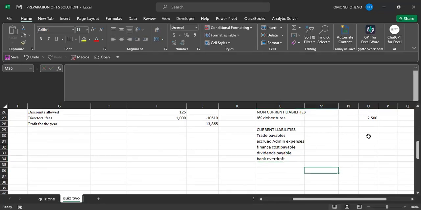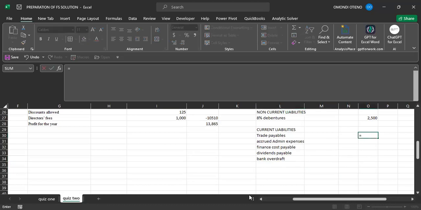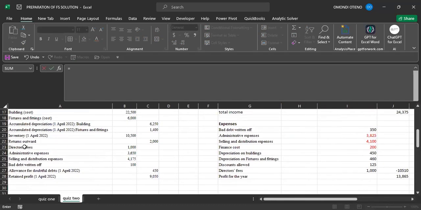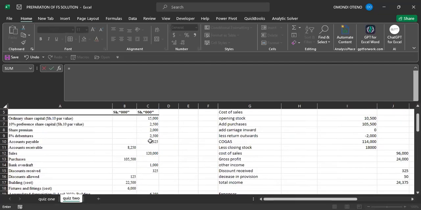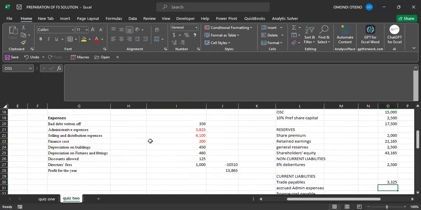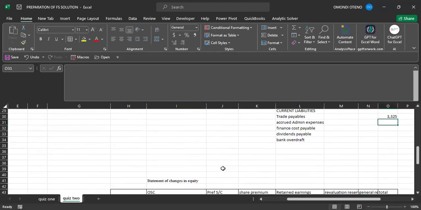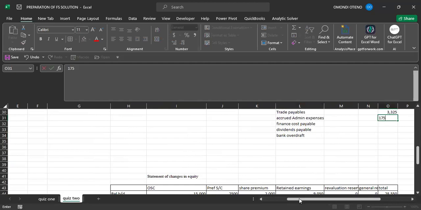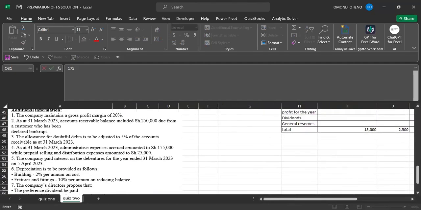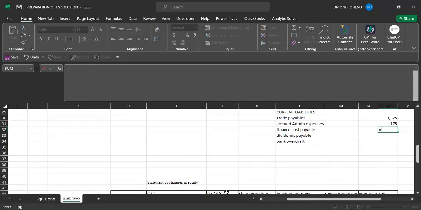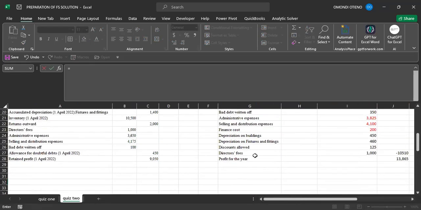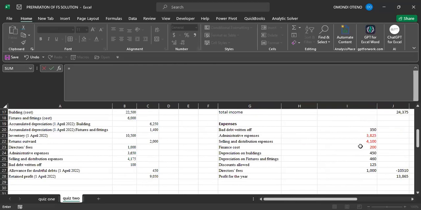So let's come and bring the figures. Trade payables was not affected. We just pick it from here. Accounts payable, it was not affected. Accrued admin expenses, it was 175. Accrued admin expenses, 175. We have finance cost payable. Go to the income statement. All of it was recorded there, but they paid nothing. So we have 200.